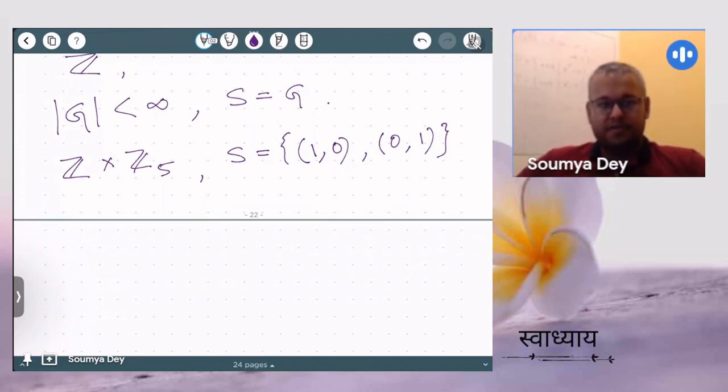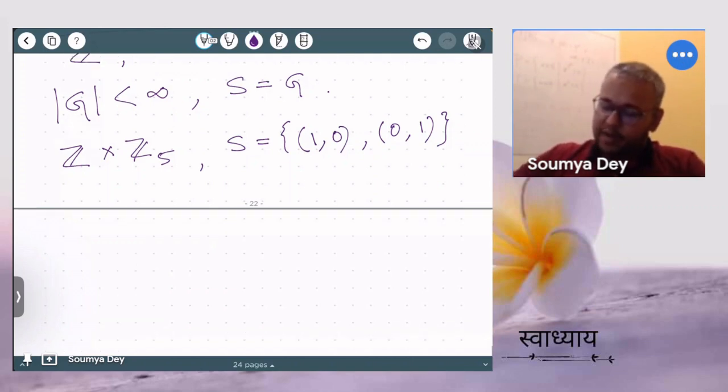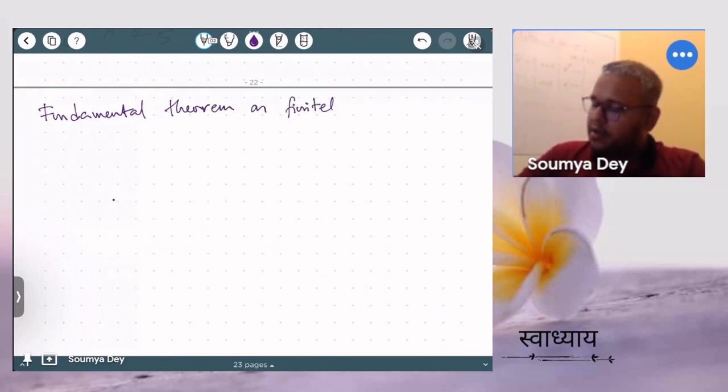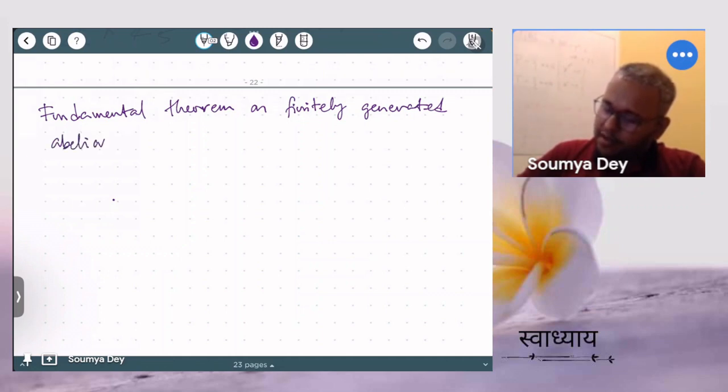But now, how do you generate more such finitely generated abelian groups? Okay. So there is a fundamental theorem of finitely generated abelian groups, which says precisely what are all possible such groups. So let me write down that statement. We are not going to prove that. That's beyond our scope. But this is the statement. So this is the fundamental theorem on finitely generated abelian groups.